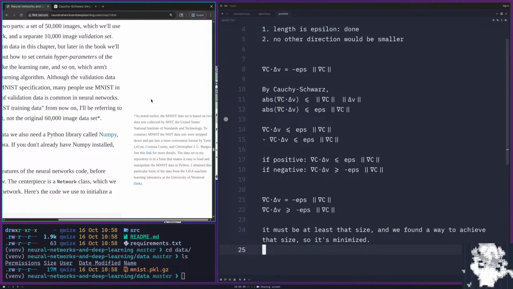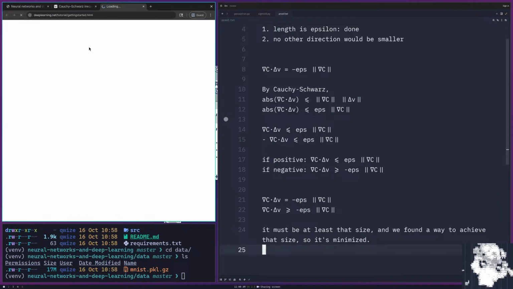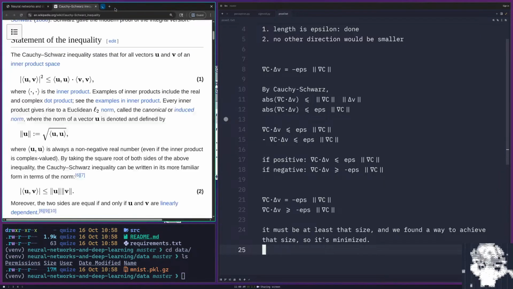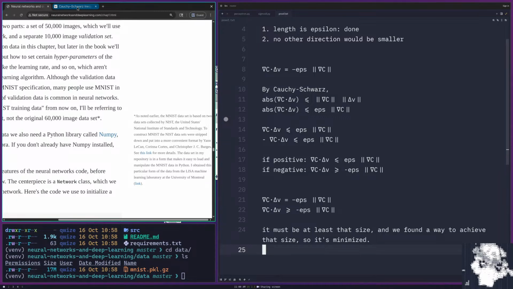The dataset in my repository is in a form that makes it easier to load and manipulate the MNIST data in Python. I obtained this particular form of the data from the LISA Machine Learning Laboratory at the University of Montreal link. Which is a dead link. Okay.